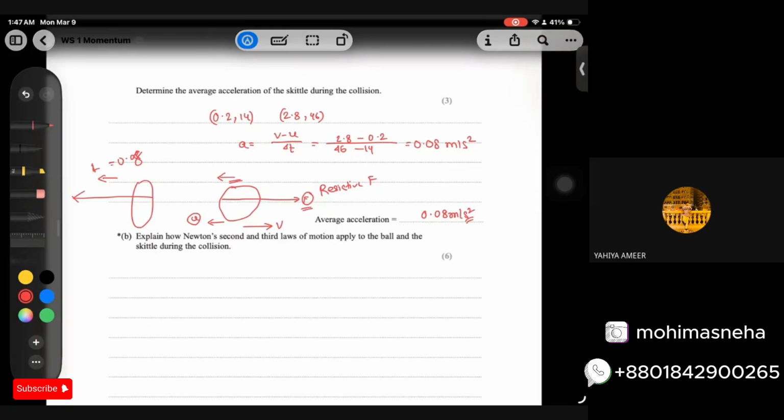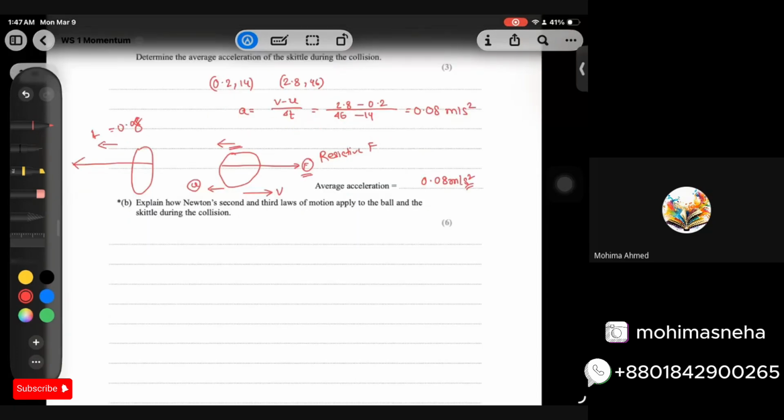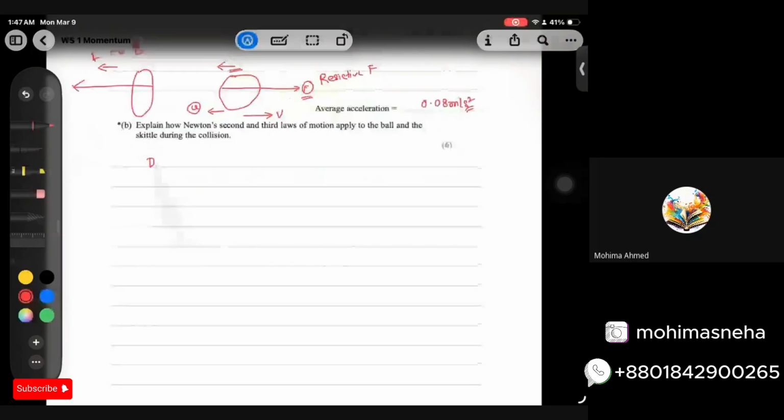Yes, teacher. Okay, so now for 6 more questions, I always design the answers in two portions. 3 marks for the ball, 3 marks for the skittle. So first thing, the first mark is actually given for both the particles. For both the particles, I'm going to write it this way: during collision, the ball and the skittle exert equal and opposite force on each other.